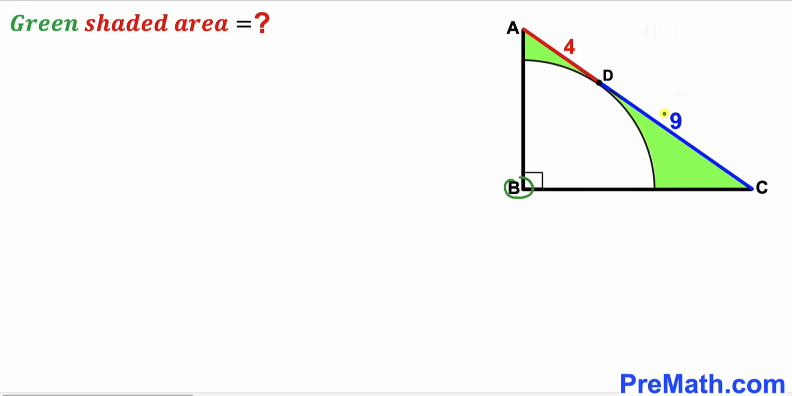We have this quarter circle with center B, fully inscribed in a right triangle ABC, as you can see in the given diagram, such that point D is the point of tangency. Moreover, segment AD is 4 units, whereas segment CD is 9 units. Our task is to calculate the area of this green shaded region, this area and this area combined.